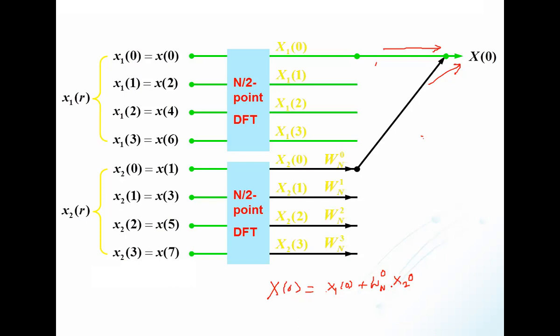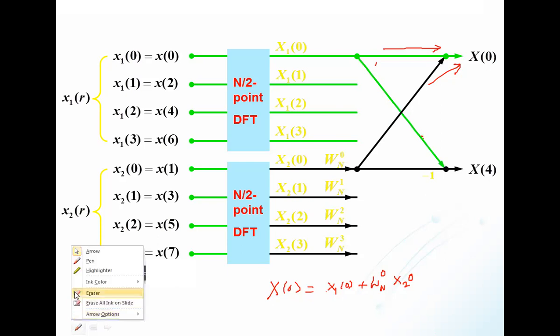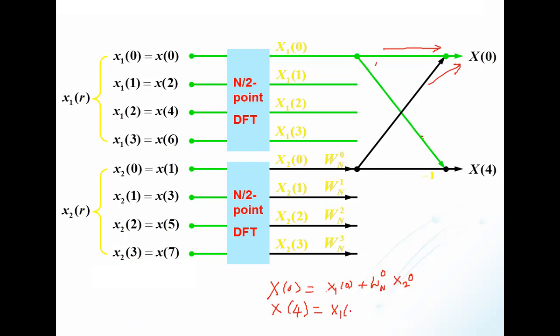Now let us calculate the second value. अभी मुझे x of 4 का आंसर बता दो. क्या आंसर आएगा इसका? x of 4 is equals to, what will be the answer? So first, x1 of 0 minus, Wn to the power 0 multiplied with x2 of 0. Hope everyone has understood this.